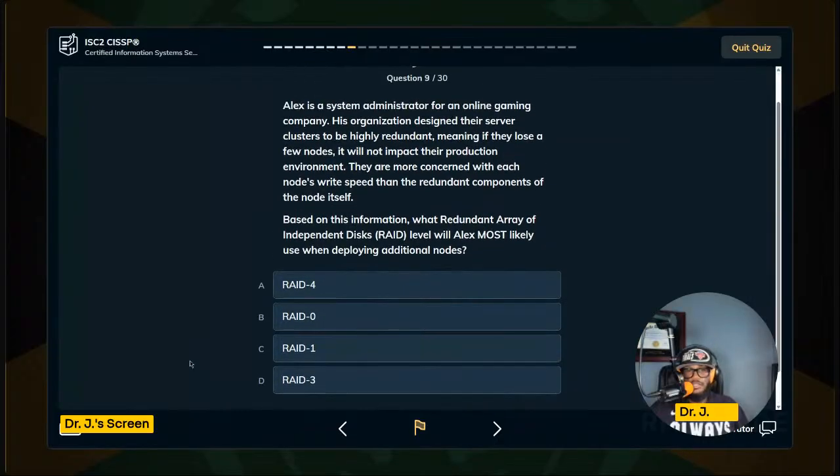Another RAID question. All right. Alex is a system administrator for an online gaming company. His organization designed their server clusters to be highly redundant, meaning if they lose a few nodes, it will not impact their production environment. They are more concerned with each node's write speed than the redundant components of the node itself. Based on this information, what redundant array of independent disks RAID level will Alex most likely use when deploying additional nodes?